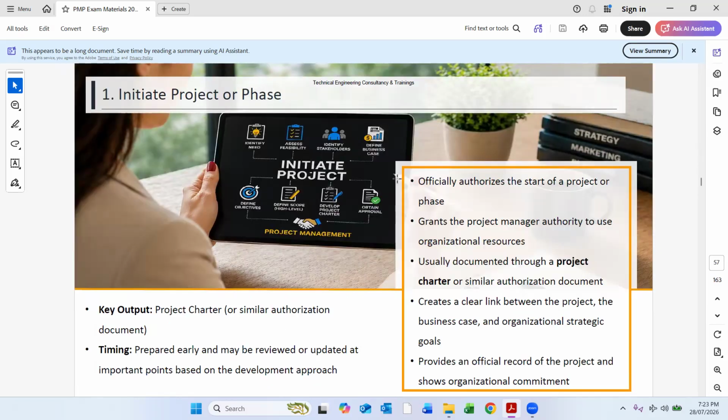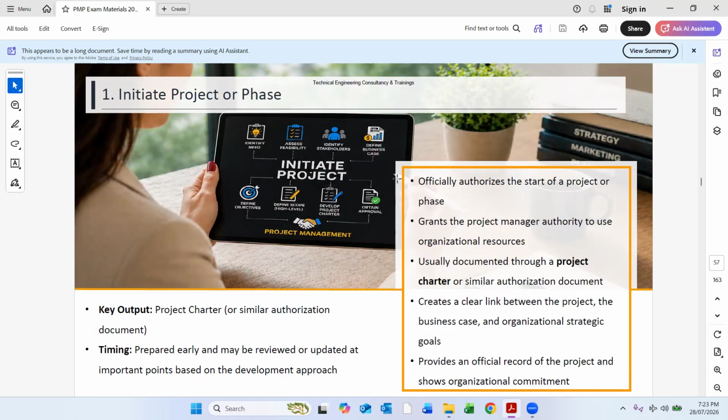Initiate phase: initiate project or phase. So the key output, how do we initiate the project? We should have a project charter, which is the authorization document to start the project. It should be prepared early and maybe reviewed or updated at important points based on the development approach. So timely preparation is required for the development approach.